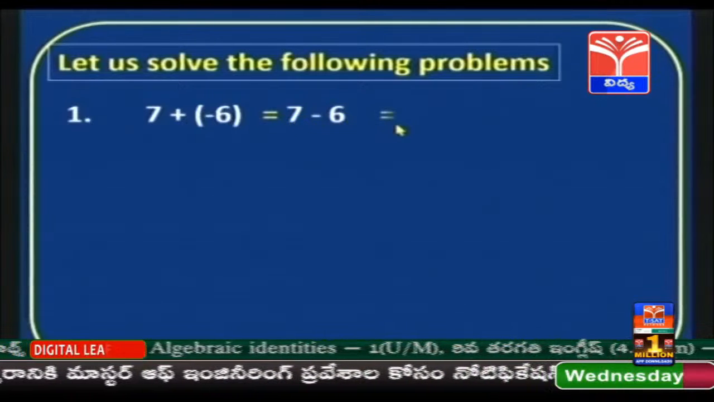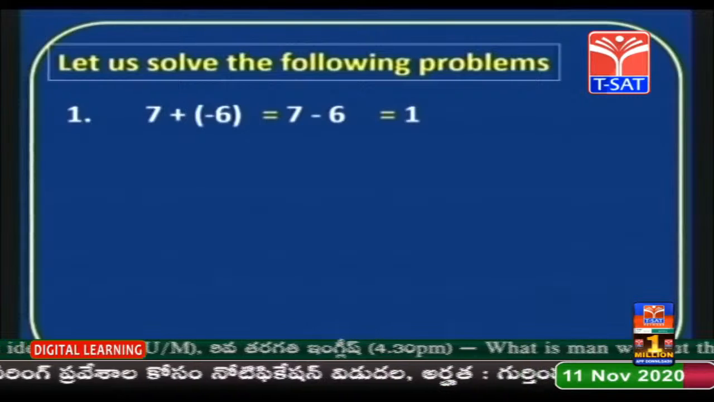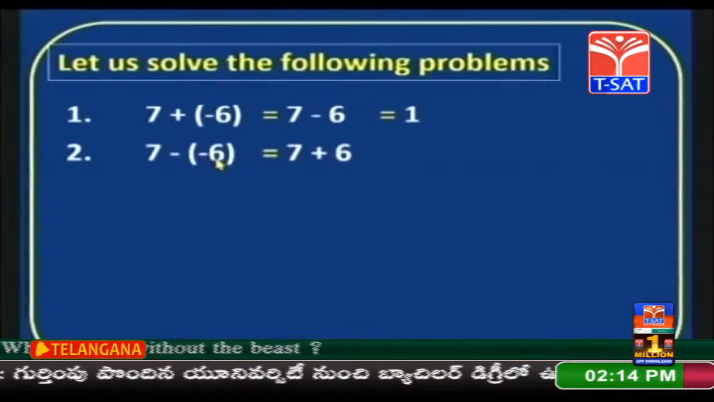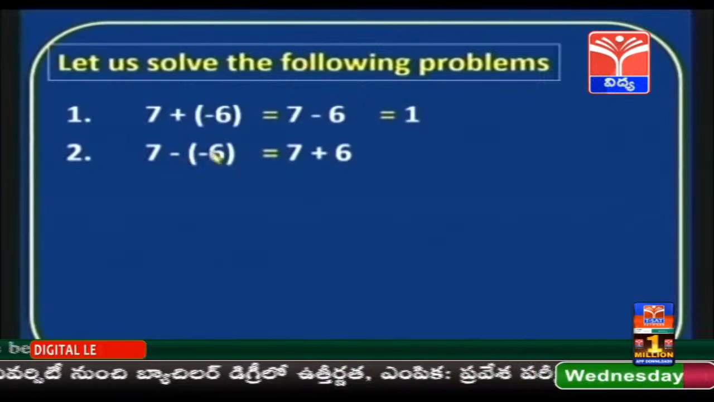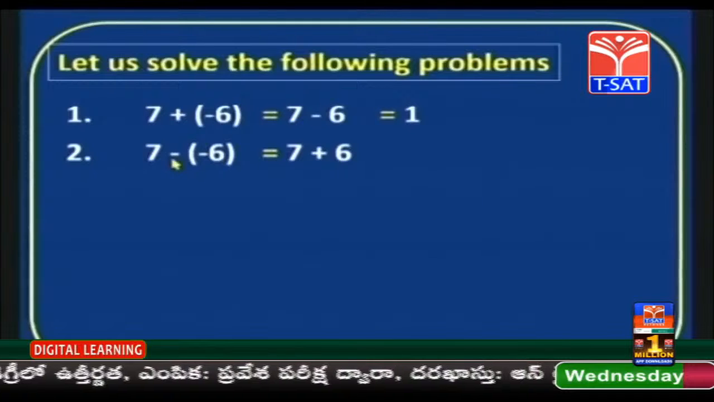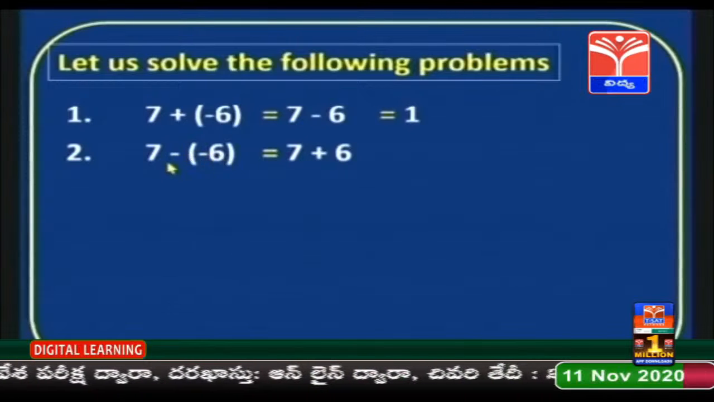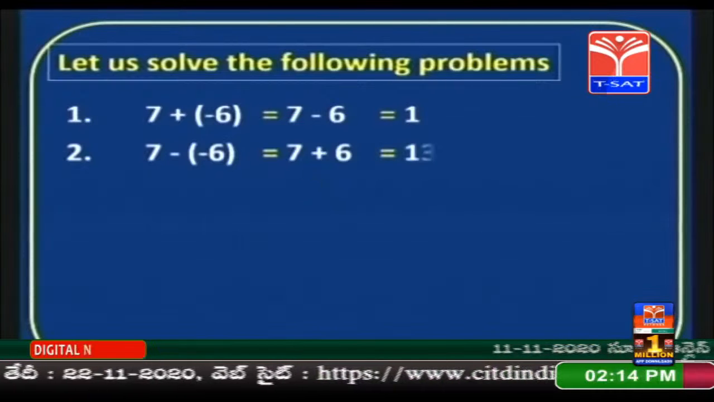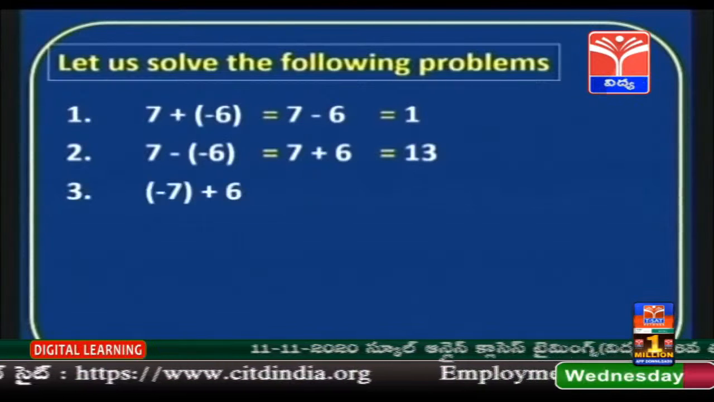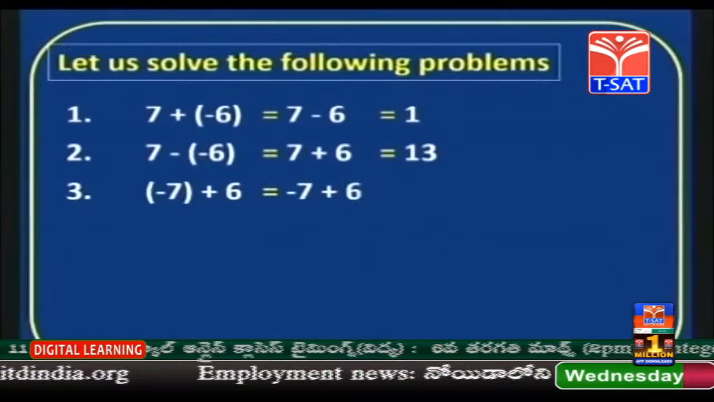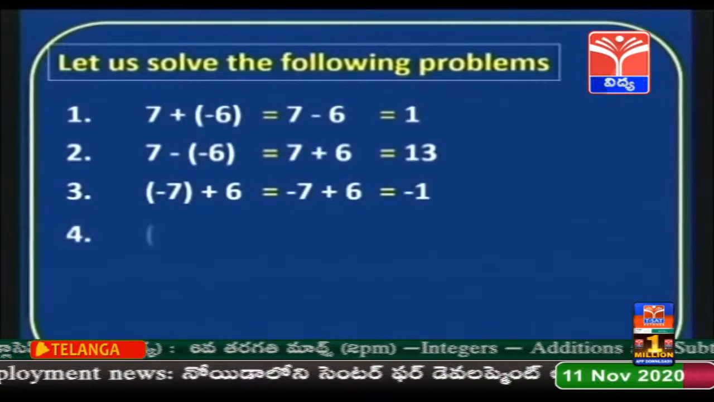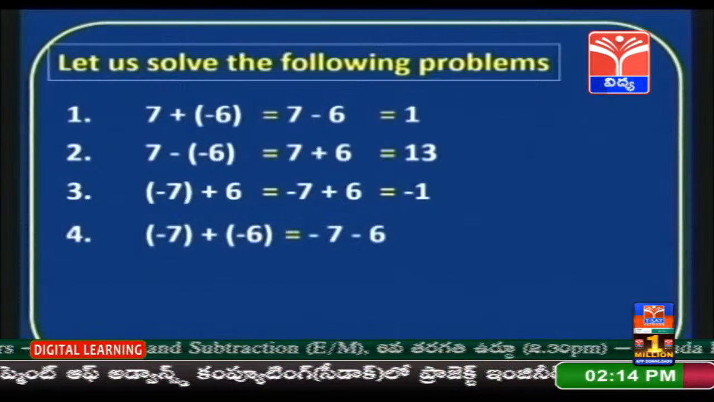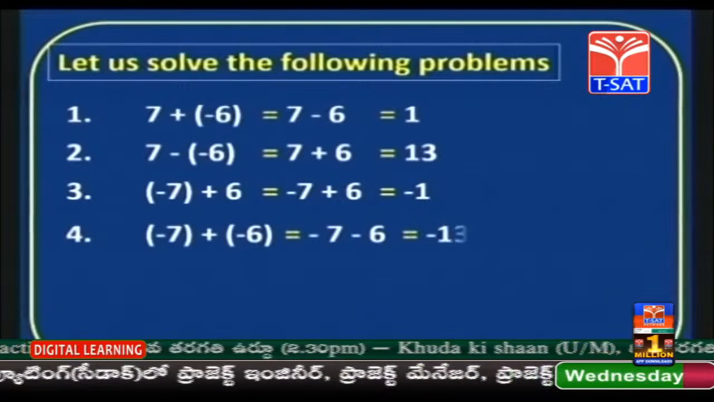What is 7 minus 6 equal to? Yes, it is 1. Now what I am doing here? 7 minus of minus 6. I am reading the bracket as of. Minus of minus 6. So what is minus into minus? Plus. What is 7 plus 6? Yes, it is 13. Next, minus 7 plus 6, minus 1. Next, minus 7 plus of minus 6, which is equal to minus 7 minus 6. I am writing the answer as minus 13.